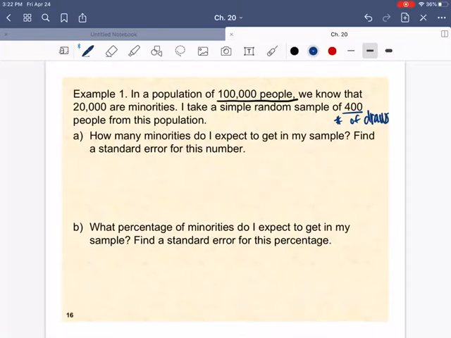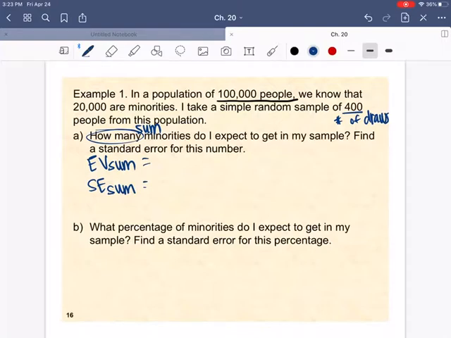And I want to know how many minorities I would expect to get from the sample, and I need to find the standard error. Okay, this doesn't have any percents in it. If you don't see percents, you're not going to use percents. We're going to use EV and SE sum on this one. And I know that because it's asking how many. If it says percent or averages, you're going to be doing something different. But if it just says how many, it means sum. So it's the formulas we already know. So EV sum and SE sum.